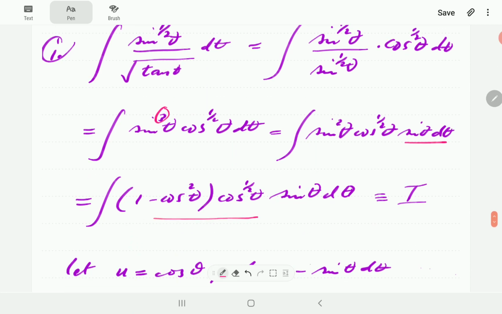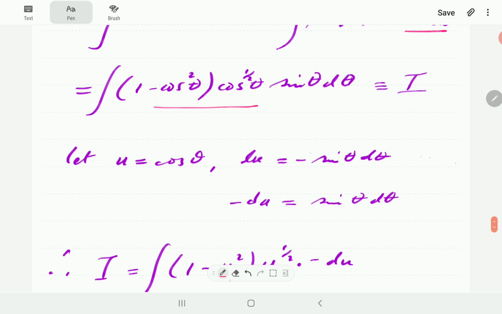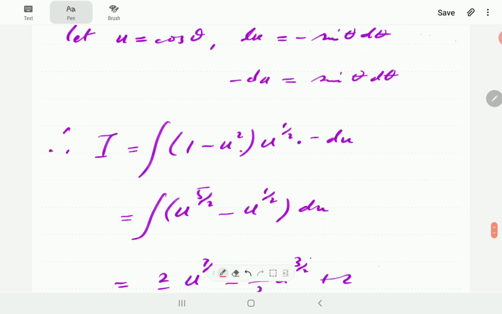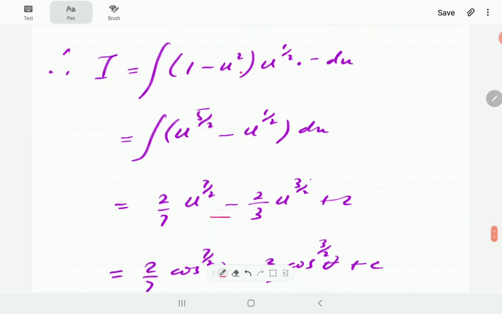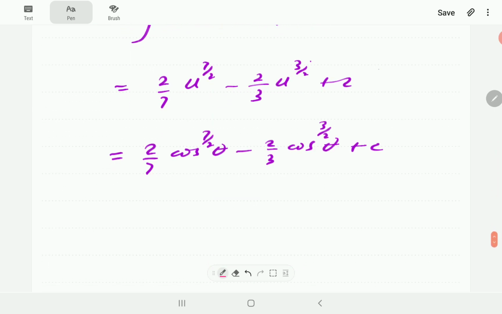Let u be equal to cosine, and then this thing in terms of u is going to be u to the power 5 halves minus u to the power half. We integrate, we plug in the original variable in terms of theta.